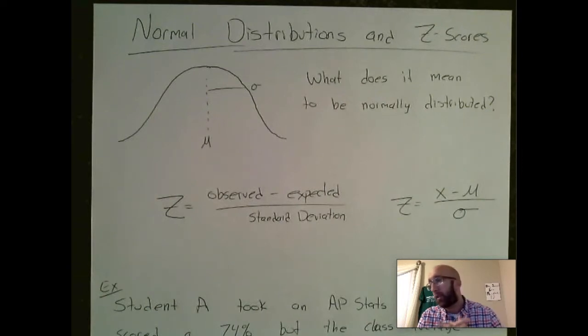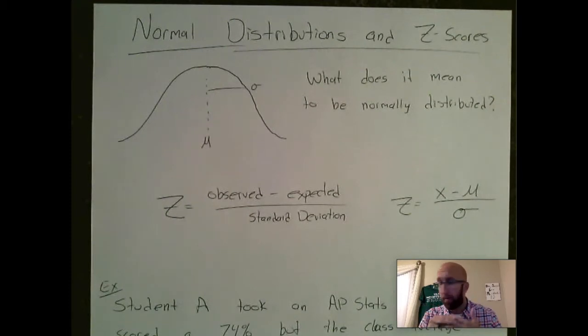Hi guys, let's talk about normal distributions and z-scores. First off, let's talk about what it means to be normally distributed, some calculations with normal distributions, and then we will discuss a quick example and preview where we can go next with this. So, what does it mean to be normally distributed?